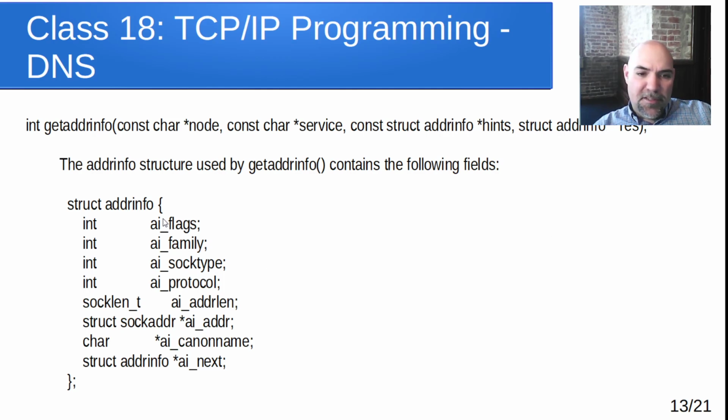So what those look like is this. They have flags, family, socket type, protocol, the length, the address. We saw that stuff before, but they have now added this canonical name field, so the name that goes with it, and they've added this struct addrinfo pointer, ai_next. And notice this is a linked list that goes to the next one in the list.